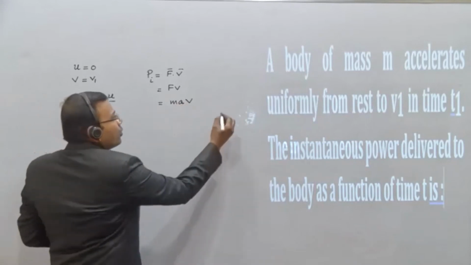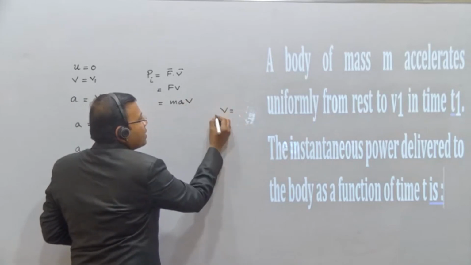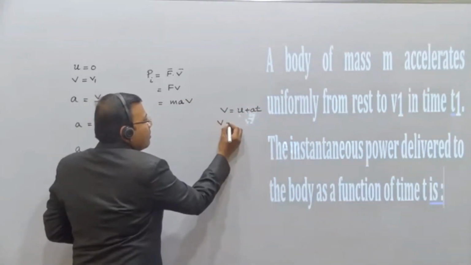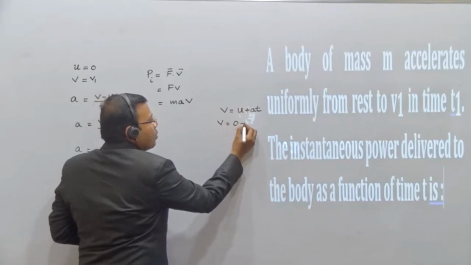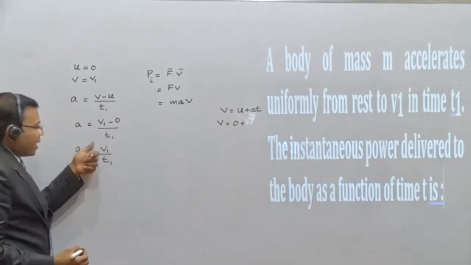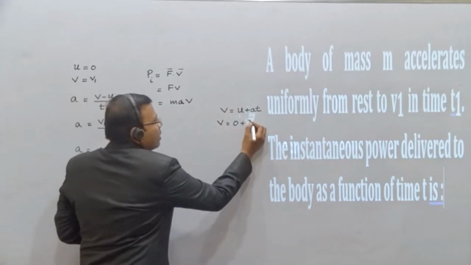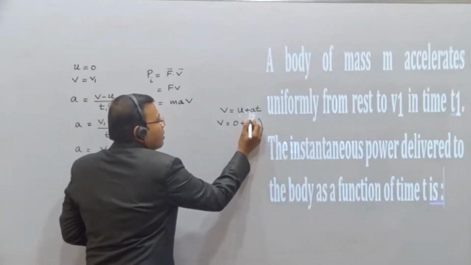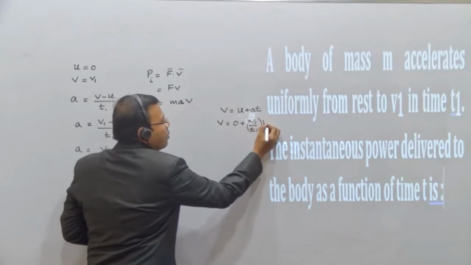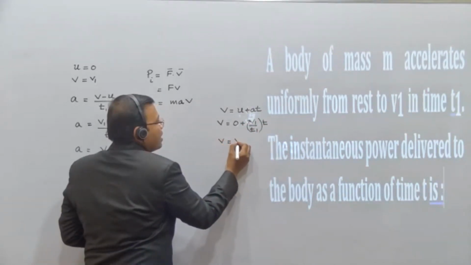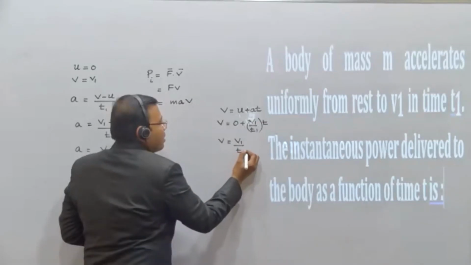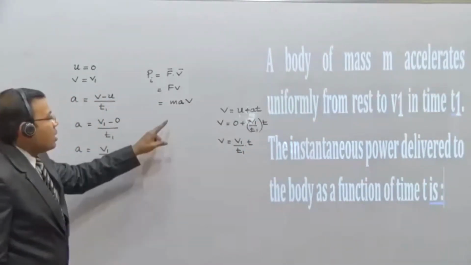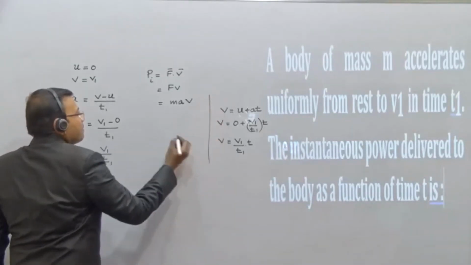To calculate velocity, v is equal to u plus at. The body is starting from rest, so u is 0. The acceleration we just calculated is v1 by t1, so v is v1 by t1 into t. So the velocity is v1 by t1 into t. Now just substitute and get the answer.